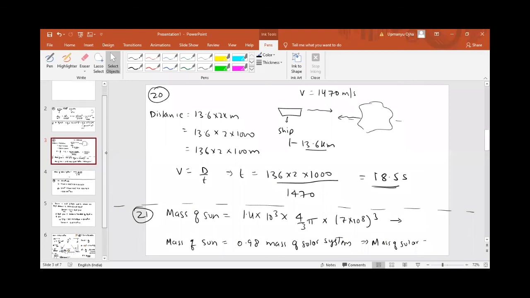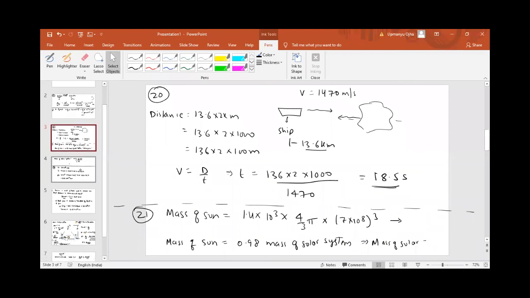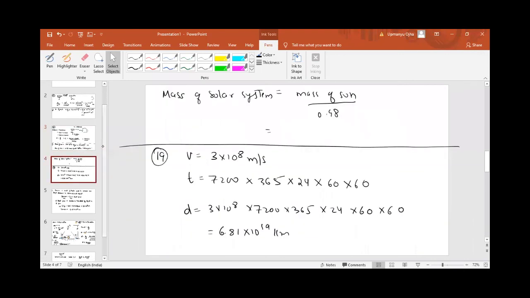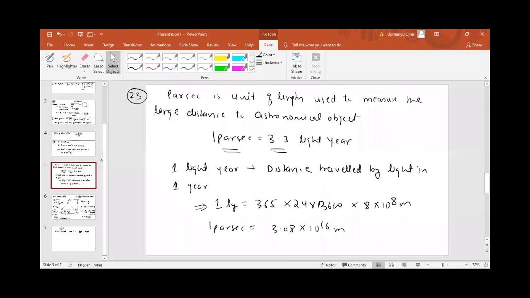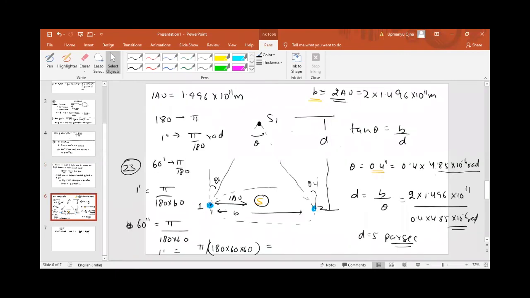Yes, one parsec equal to 3.3 light years. 1 light year will be equal to distance traveled by the light in 1 year. So we can find 1 parsec value, that is 3.3 light years. One thing more, you don't need to remember all these values. I also don't remember the 1 light year. We can solve the light year value. From light year we can get the value of parsec. 1 astronomical unit also we can find.